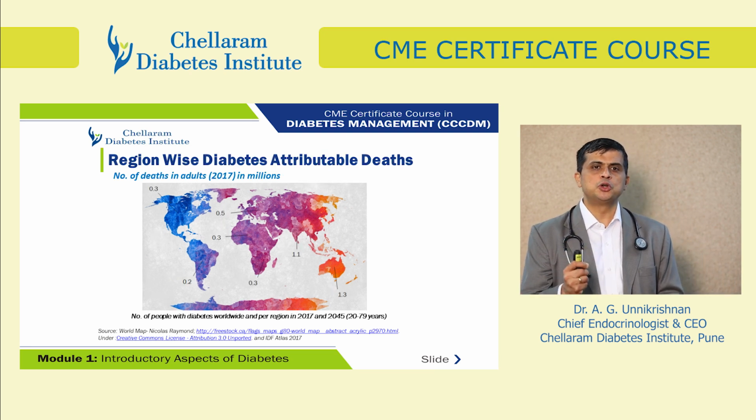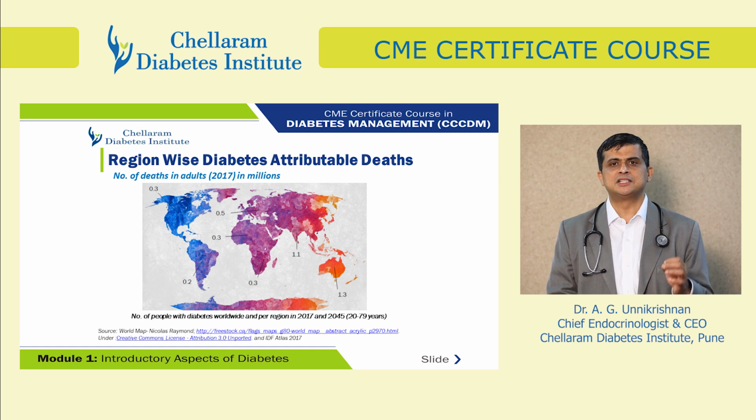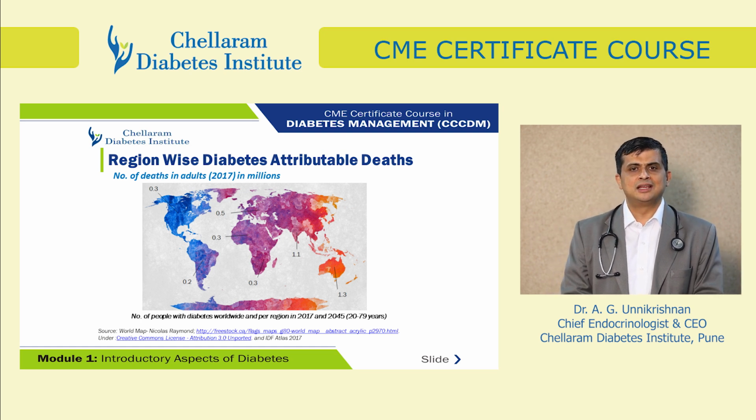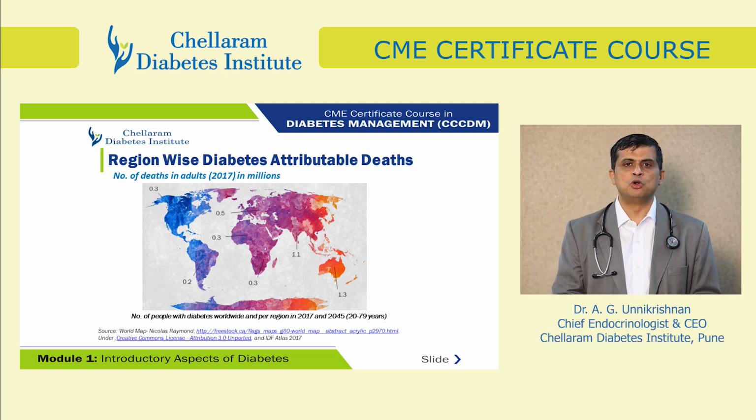And this slide will show you the region-wise diabetes attributable deaths. And this looks at just the year 2017, the number of deaths in adults in the year 2017 in millions. And you will again see that in Southeast Asia, there are about 1.1 million deaths. The value is 1.3 in Western Pacific, 0.5 million in Europe, and the rest of the world ranges from 0.2 to 0.3 million. Again, showing you that diabetes is associated with not just morbidity, but significant mortality as well.